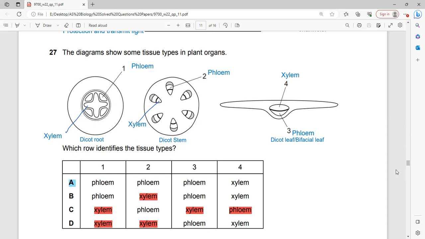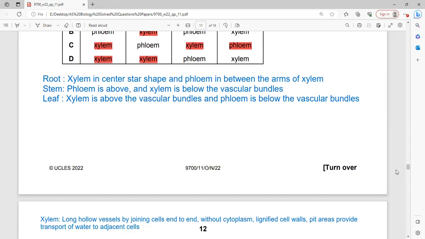So according to these numbers, our correct option is A, because number 1 is the phloem, number 2 is the phloem, and number 3 is the phloem in the leaf. And number 4 is the xylem in the leaf. Now we can move to question number 28.